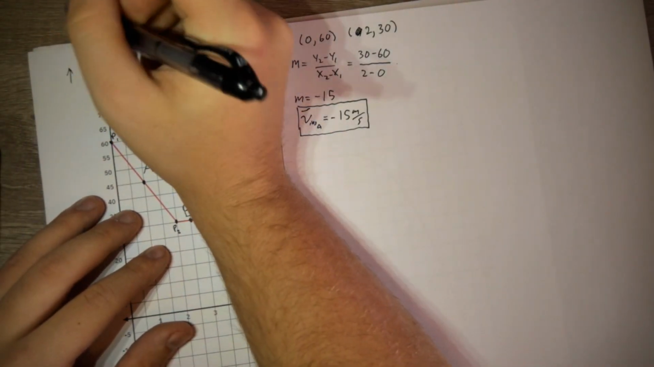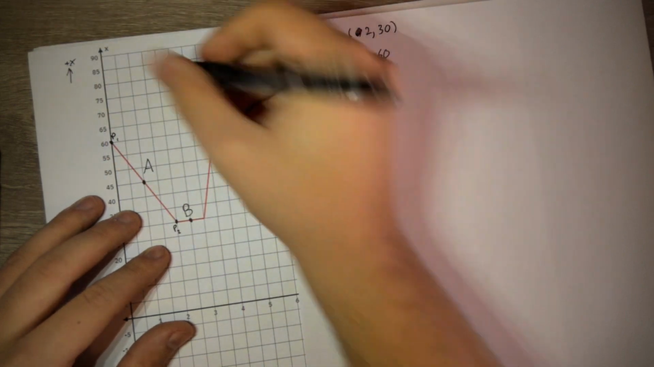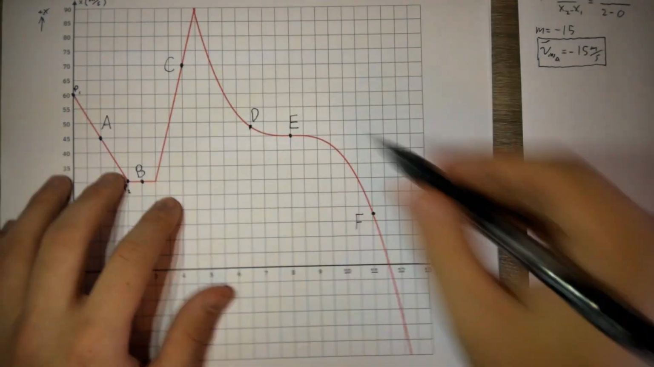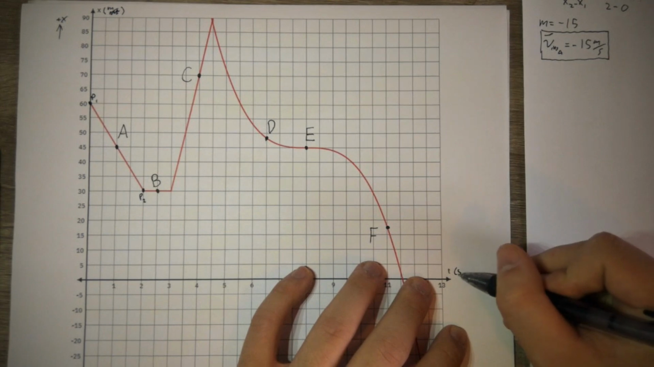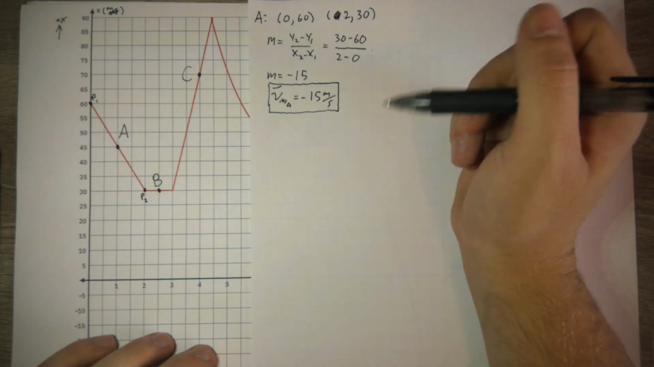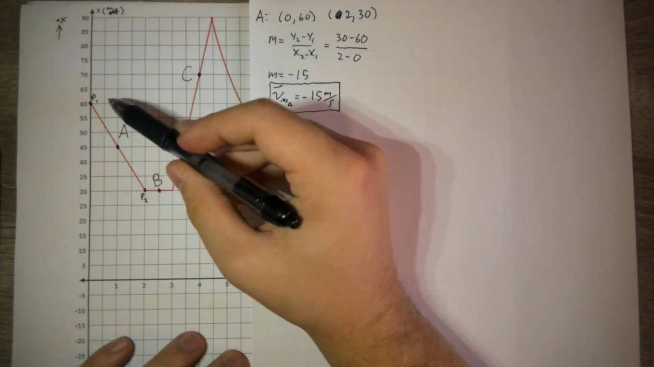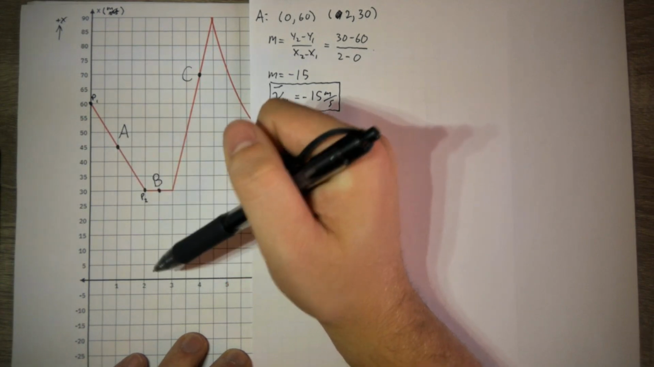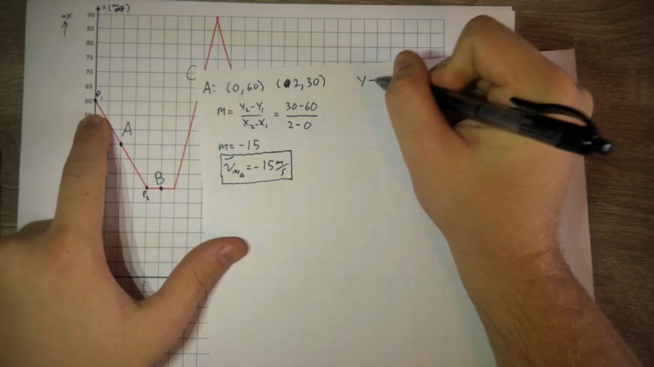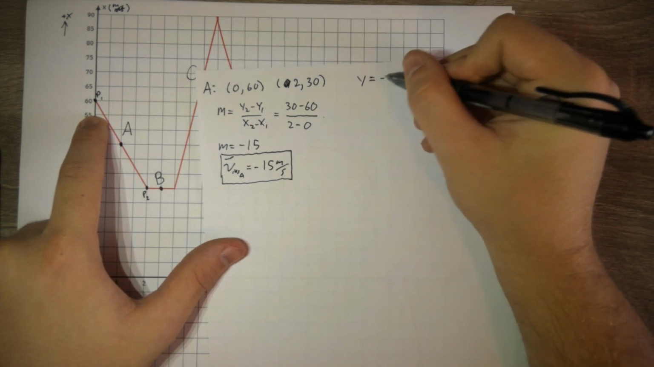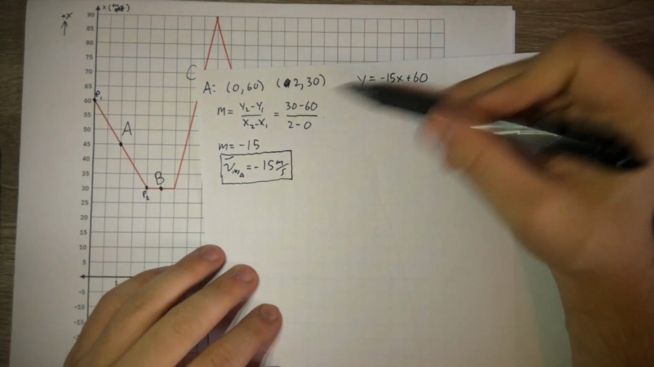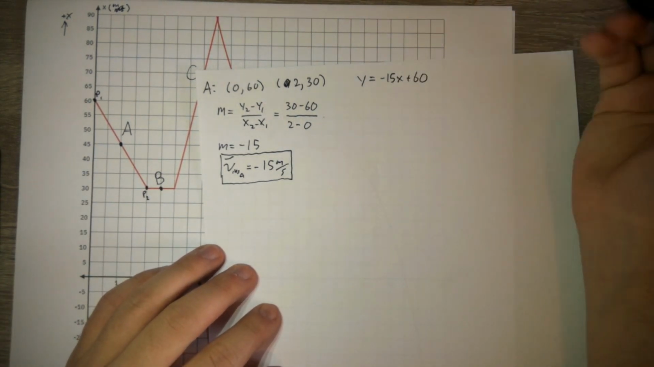If this is the positive direction for x. And, of course, I should put units here of meters per second. Sorry, meters. And then this should be seconds. So that's one way we can do it. The other way is if you know what the equation for this line is. And so I'm just going to tell you that this line has the equation y equals negative 15x plus 60. So notice this is the same as this because that's the slope of this line.